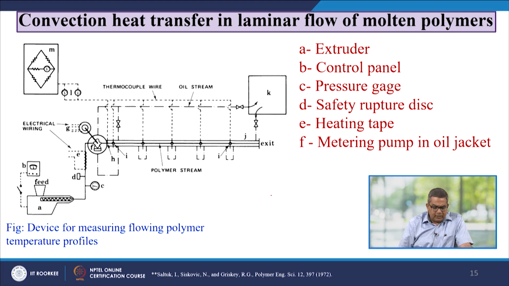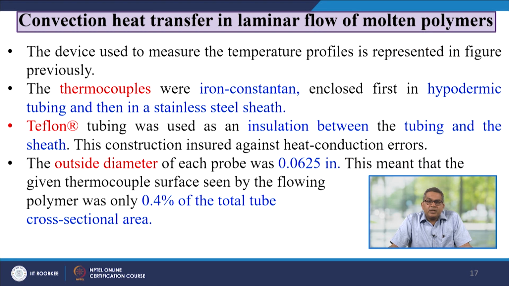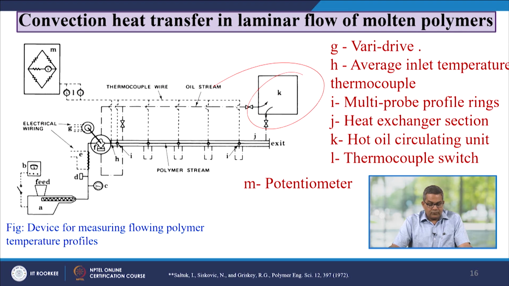Now here you see that this is the device for measuring the flowing polymer temperature profile. As usual, we have the extruder, control panel, pressure gauge, safety rupture disc, heating tape and all these things, and a metering pump in an oil jacket. So they performed experiments to find out the things. Now there are various devices: average inlet temperature thermocouples, multi-probe profile rings, heat exchanger sections, hot oil circulating units and thermocouple switches. So this device is used to measure the temperature profile, which is represented in this figure.